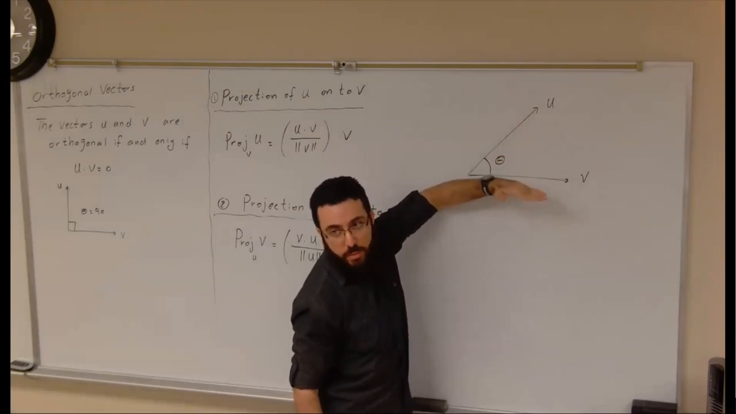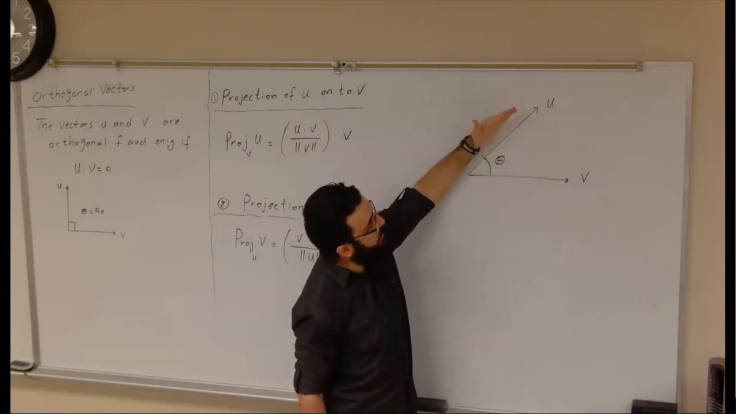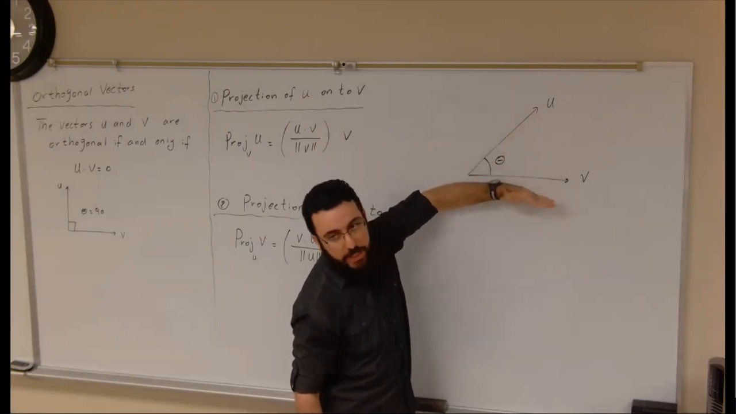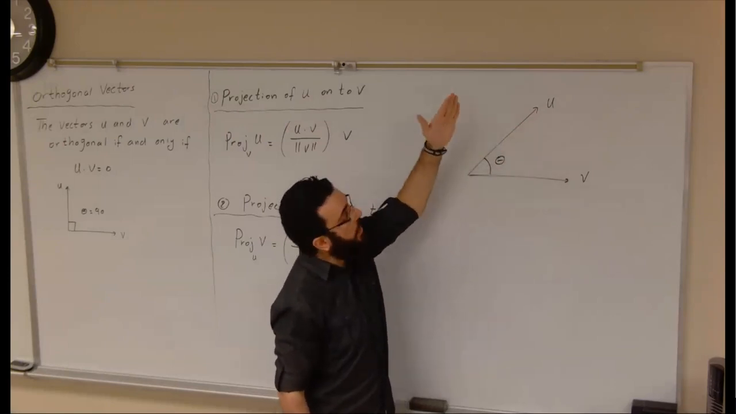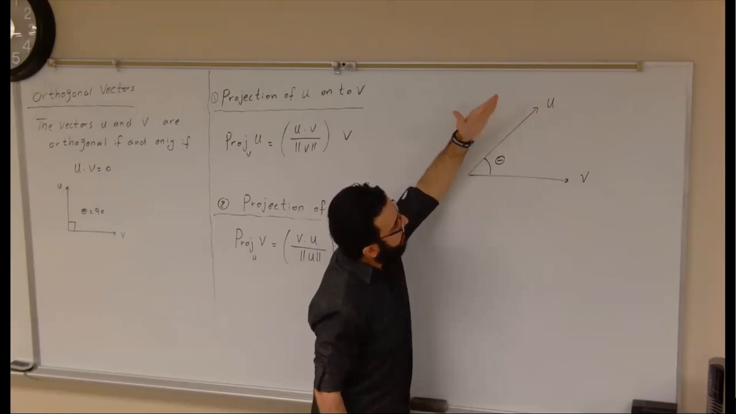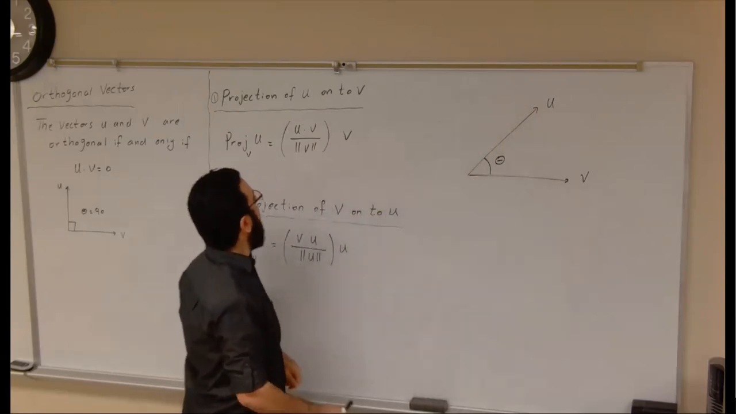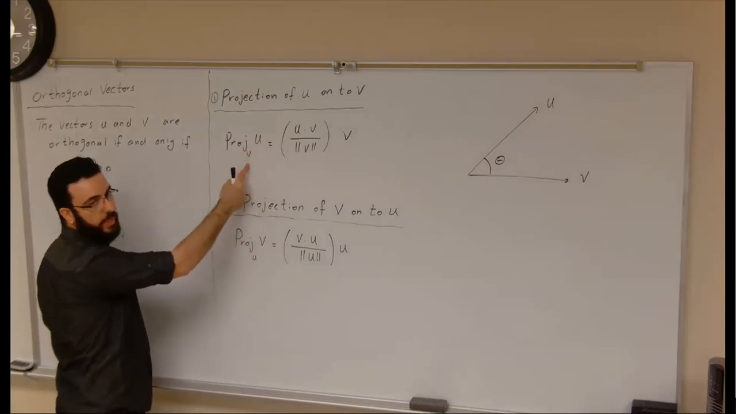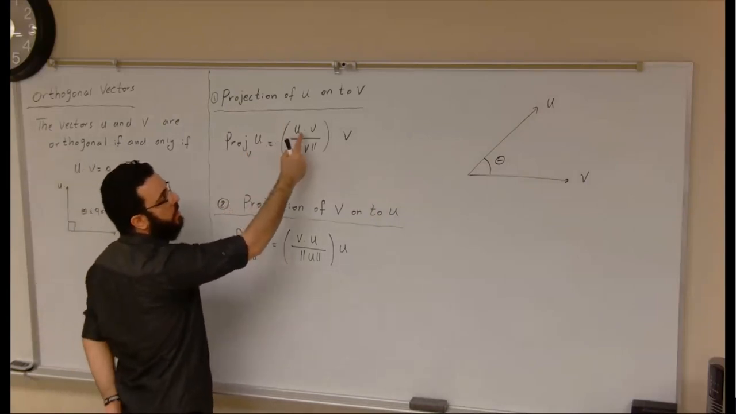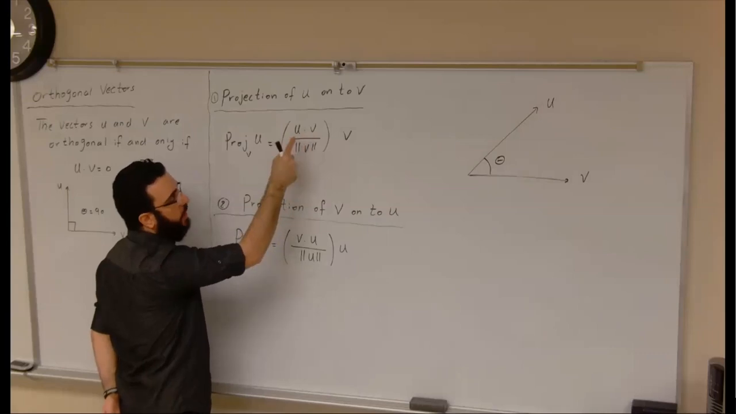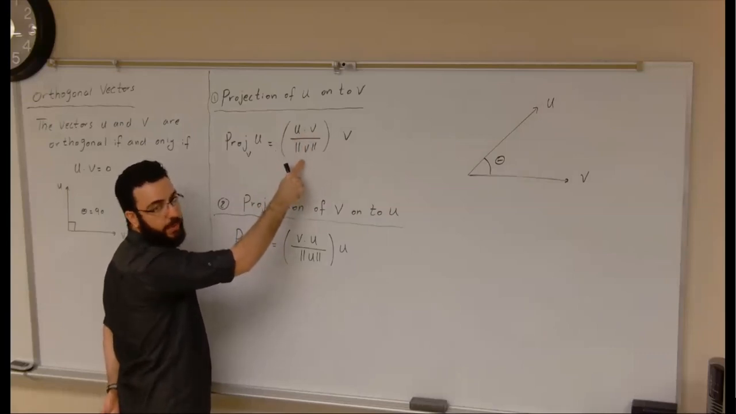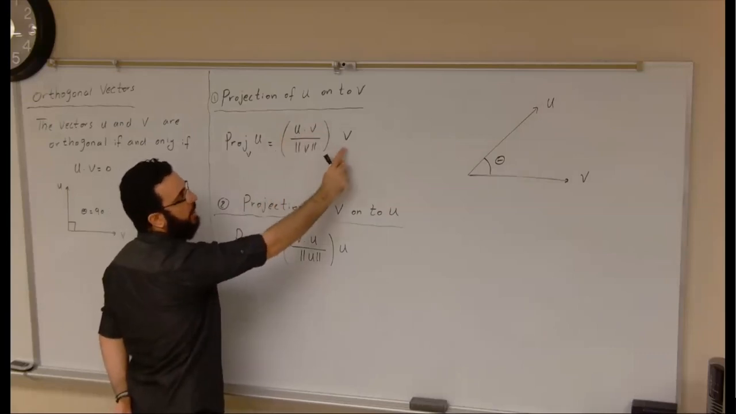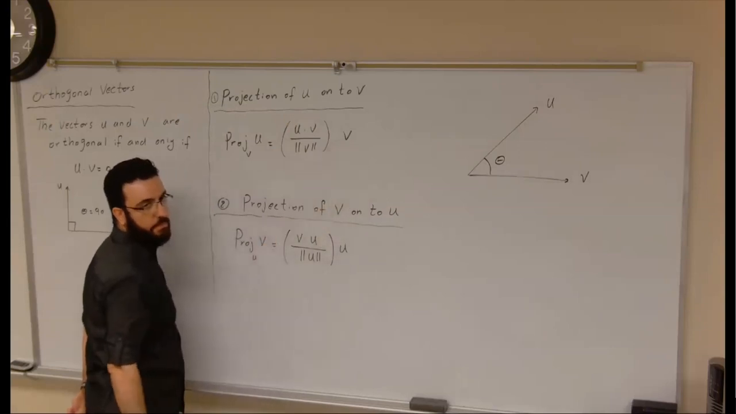You see what I'm doing? Here's the vector u, projected onto the vector v. So if I want to do the projection of u onto v, here's the rule. The projection of u onto v is going to be the dot product between u and v over the length of v, and everything times the vector v.